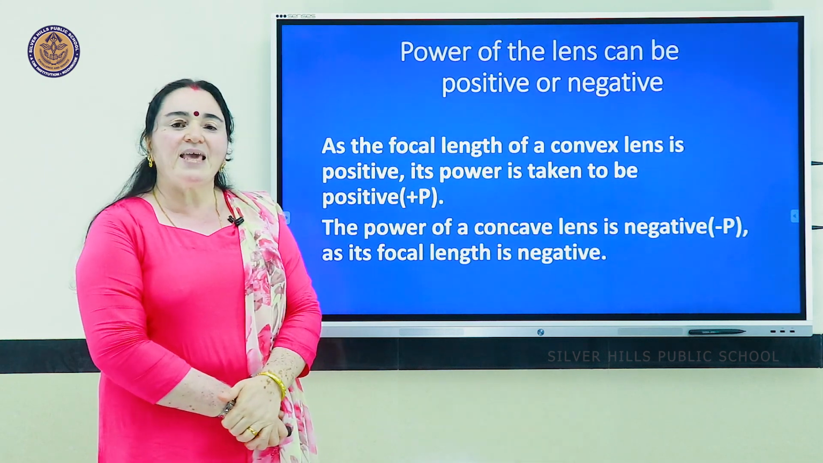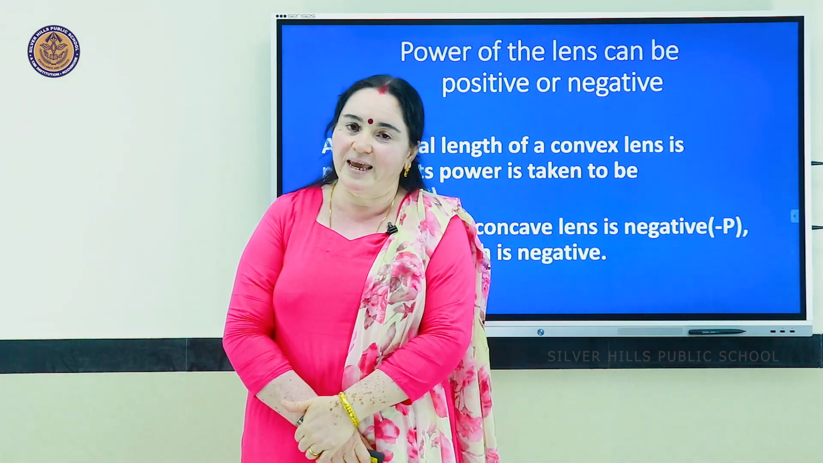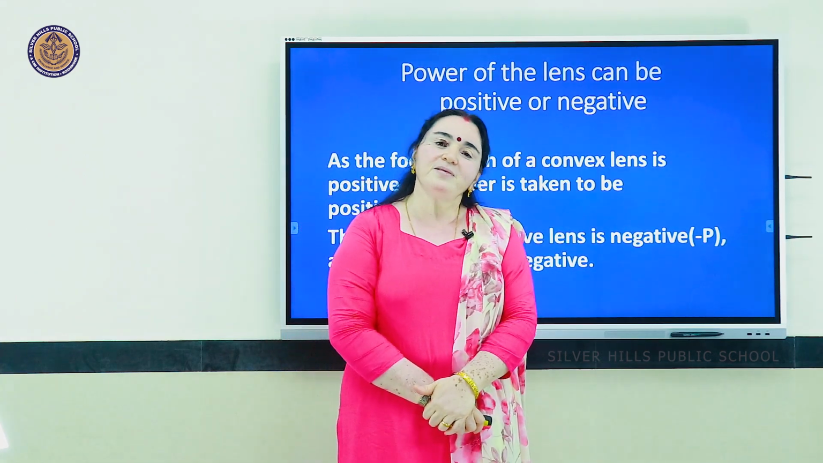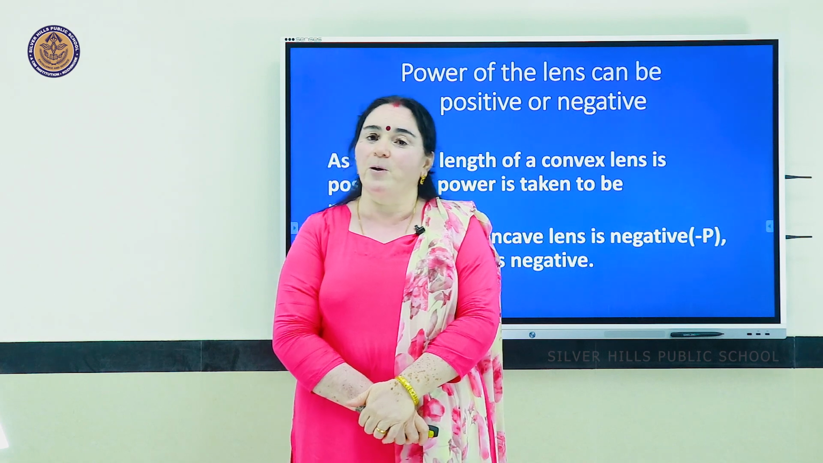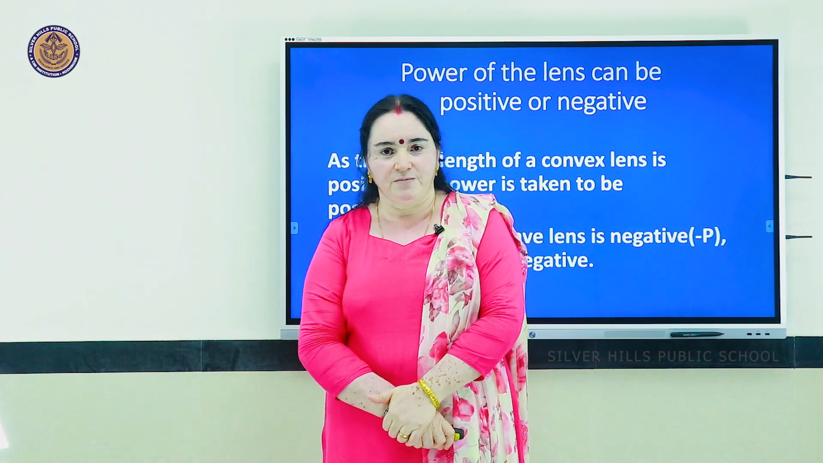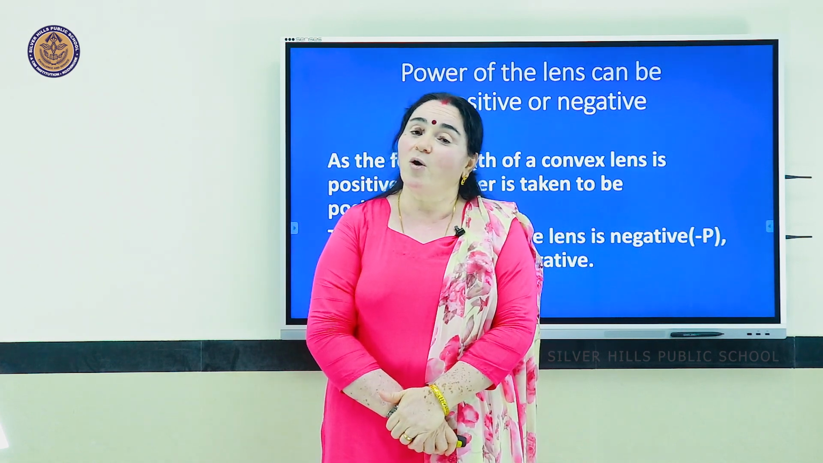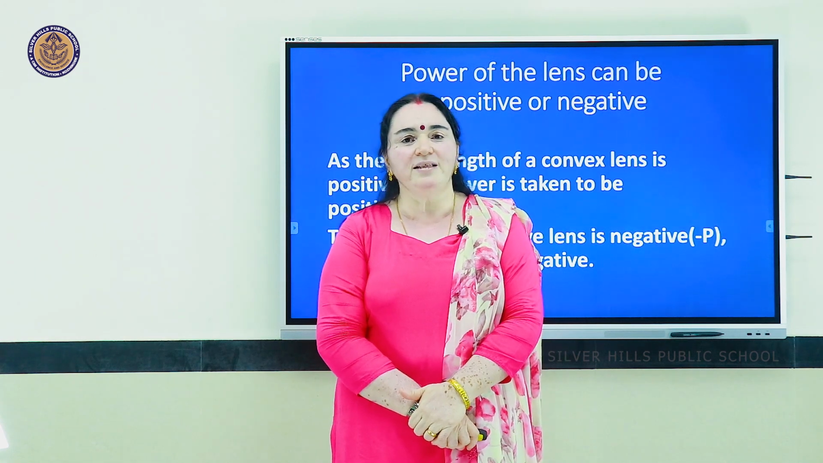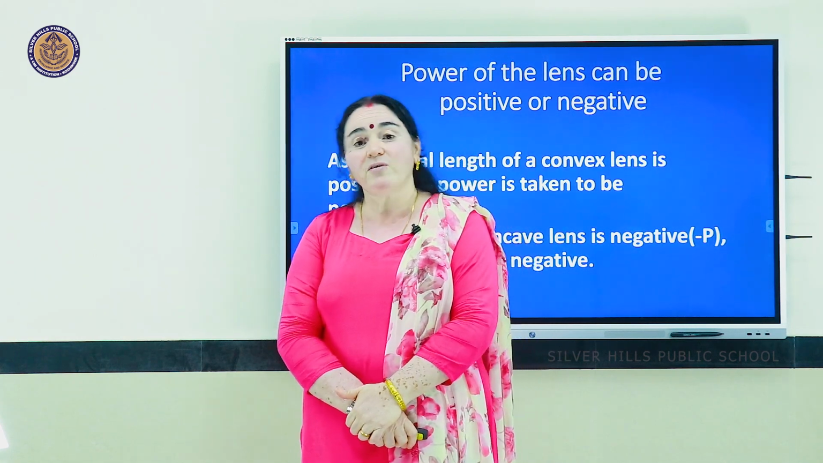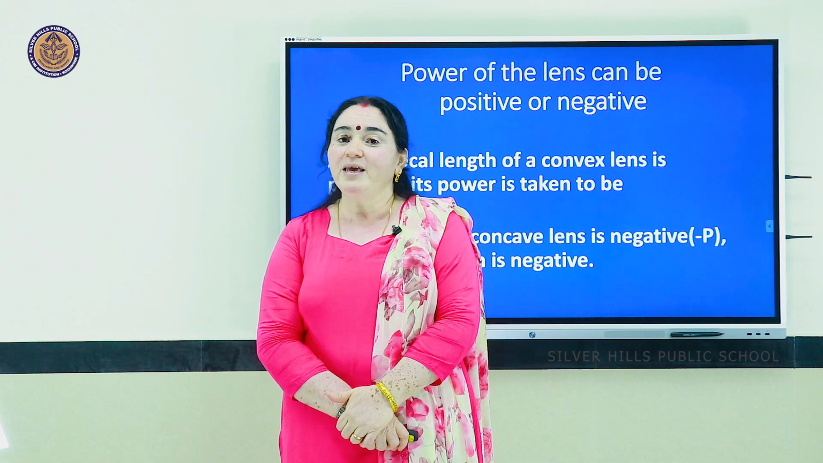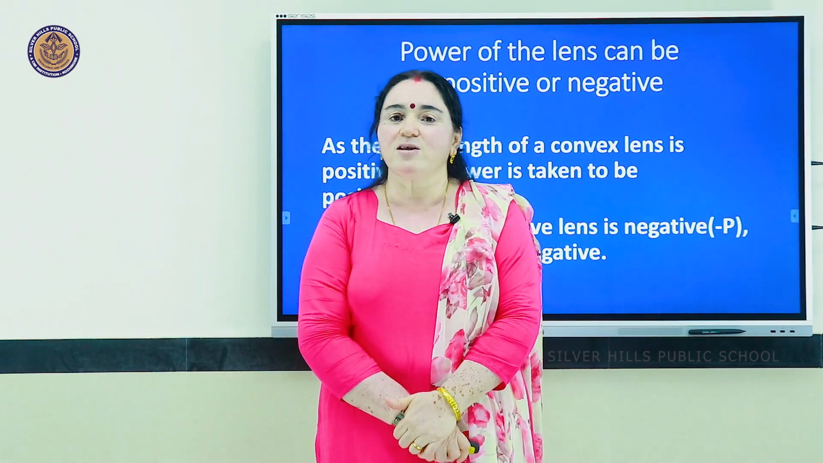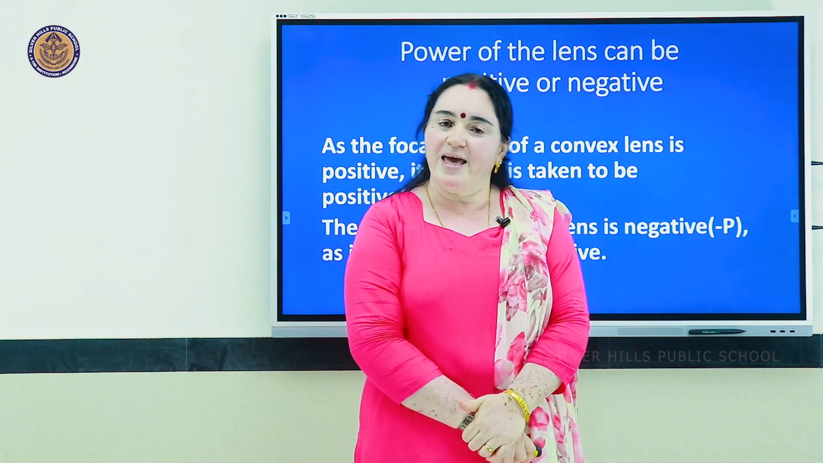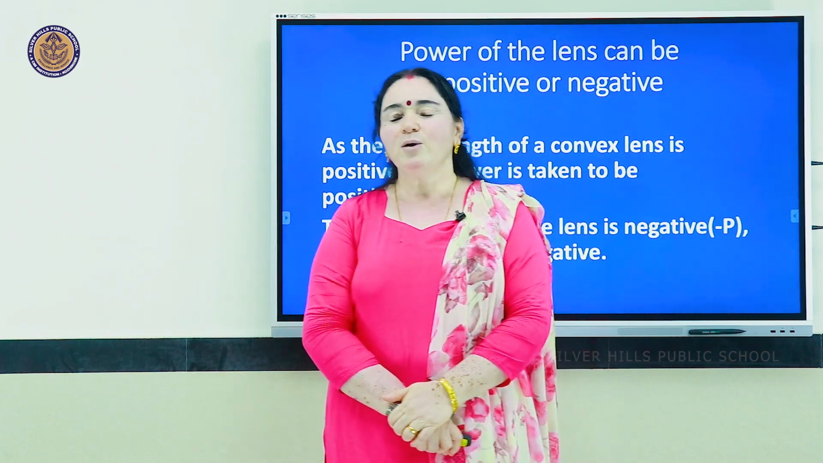The power of the lens can be positive or negative. Obviously, it depends upon the focal length of the lens. If the focal length of the lens is positive, the power will be positive. In that case, a concave lens has a focal length that is negative. Hence, the power of a concave lens will be negative. Similarly, the convex lens has a positive value of the focal length. Hence, the power will also be a positive value.